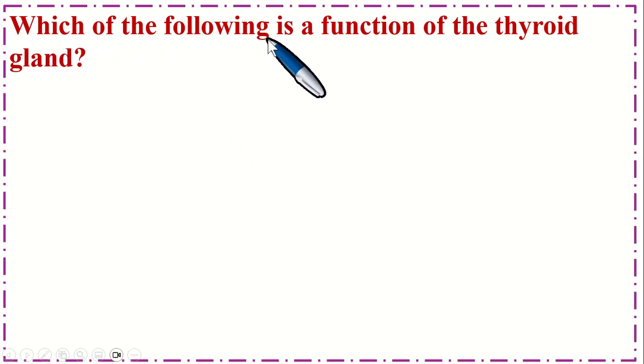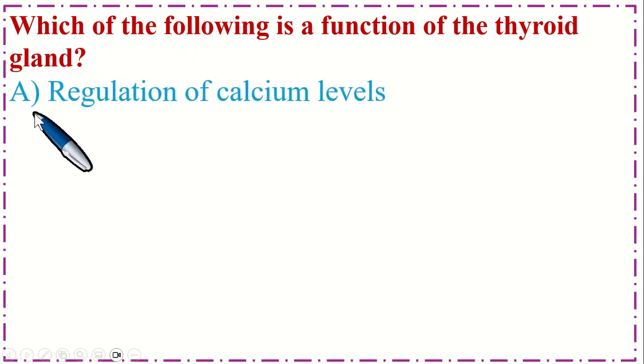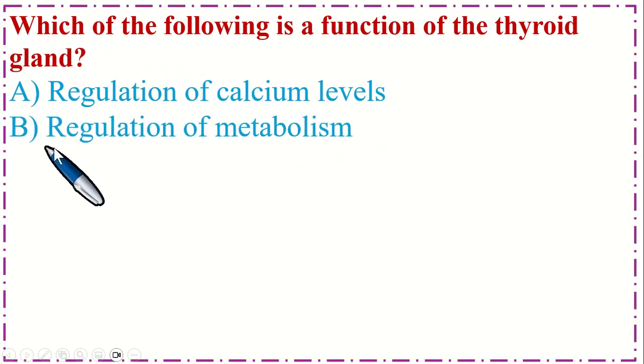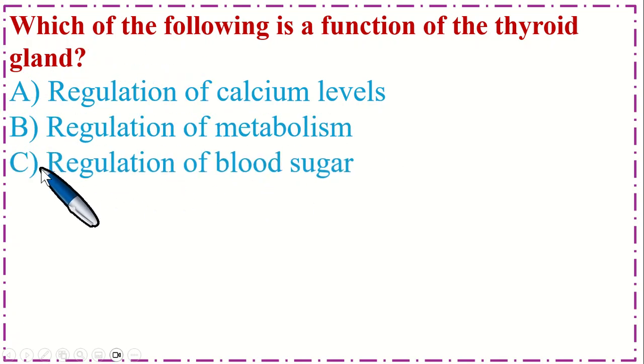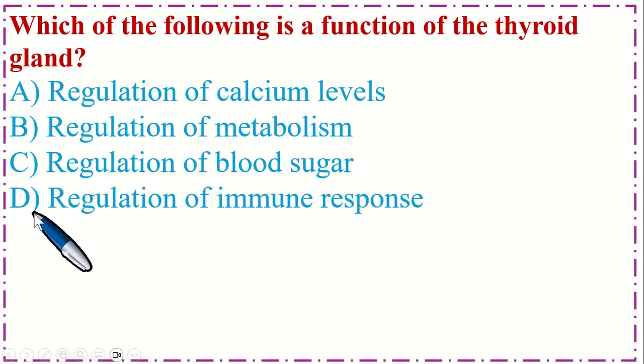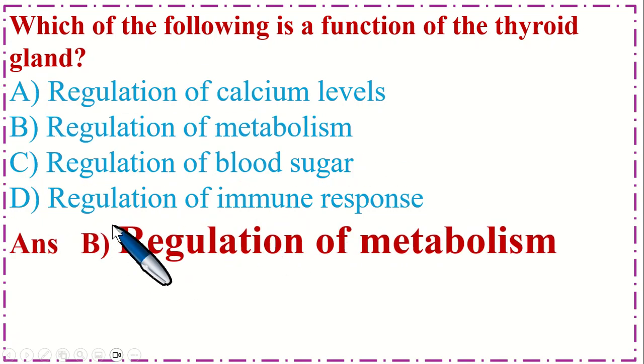Which of the following is a function of the thyroid gland? Option A, regulation of calcium level. B, regulation of metabolism. Option C, regulation of blood sugar. And option D, regulation of immune response. So the correct option is B, regulation of metabolism.